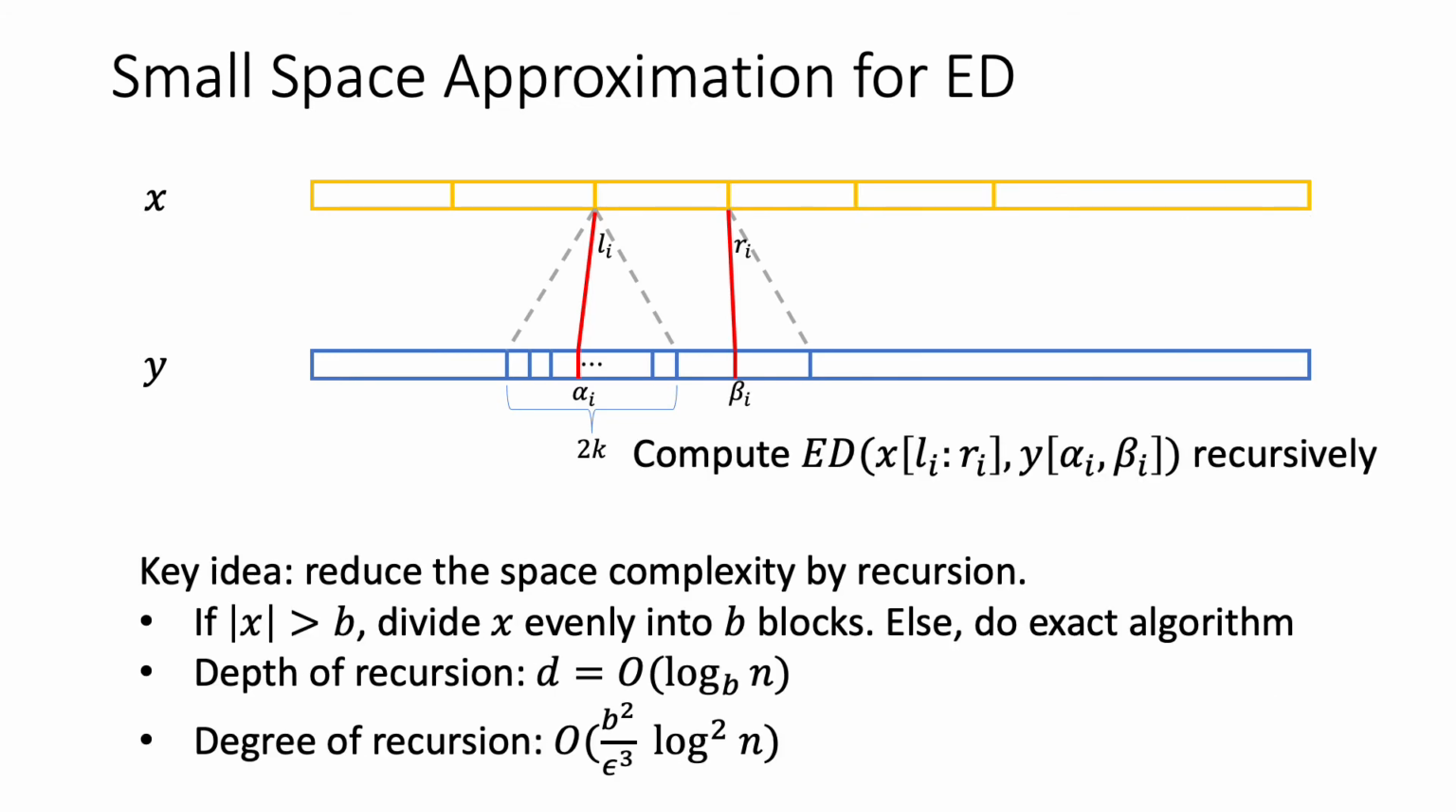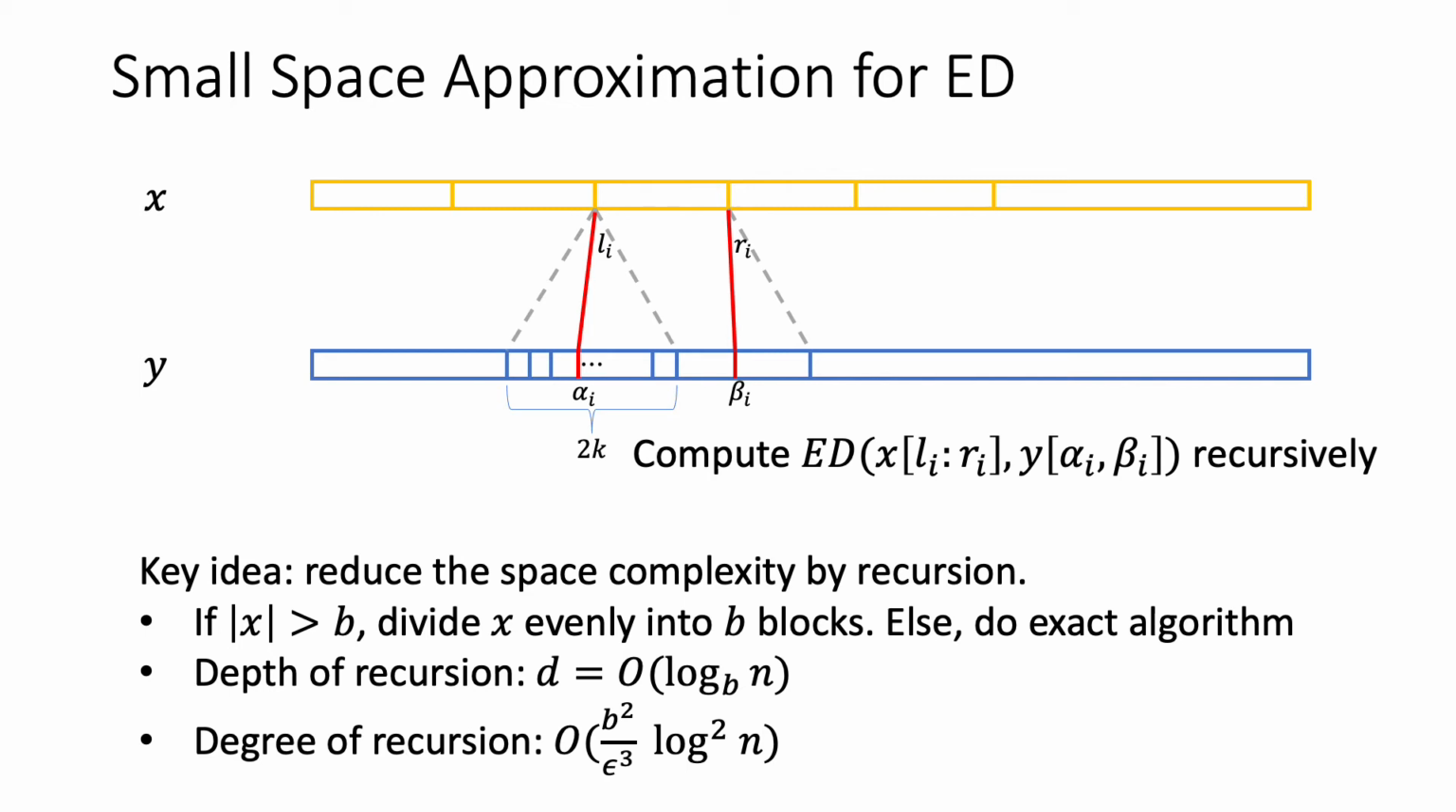To further reduce the space complexity, we use recursion. If the input string x has length larger than b, then we divide x evenly into b blocks, and we compute the edit distance between each block and its candidate blocks with our algorithm recursively. If the input string x has length at most b, then we do the exact computation. The depth of this recursion is at most log n with base b.